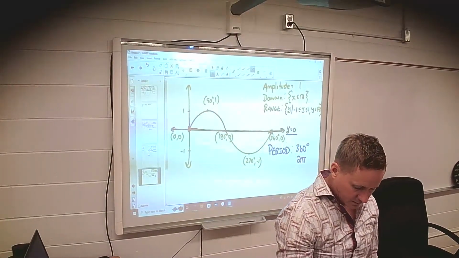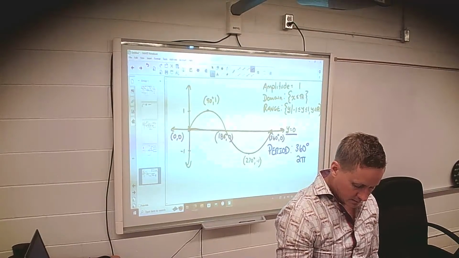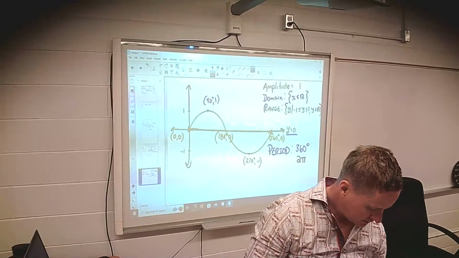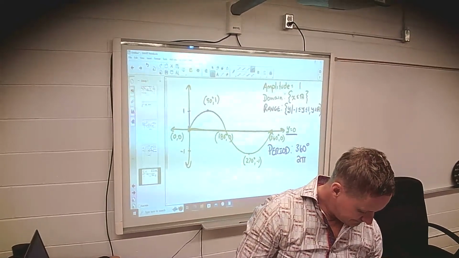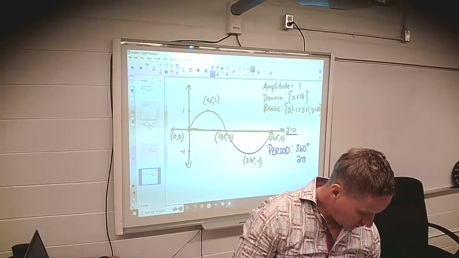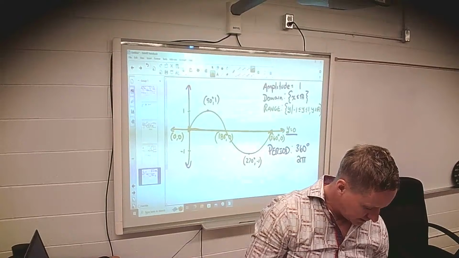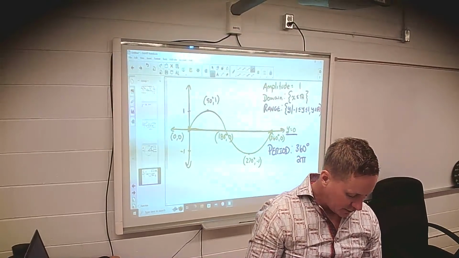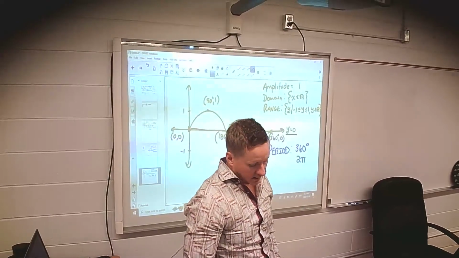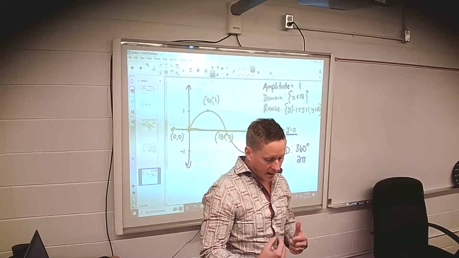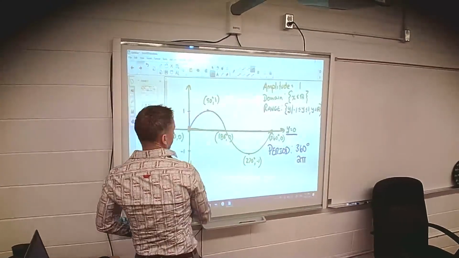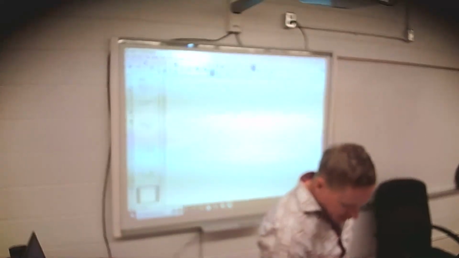Okay, one last thing which isn't very difficult, and that is, how do you find the equation of the midline? How do you find the amplitude? And how do you find the period? Those three things. We've got to figure those out. So look at page 210 now.